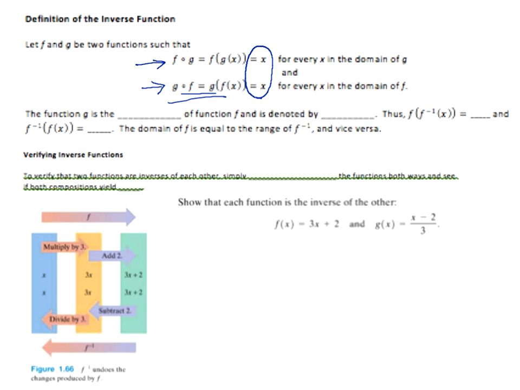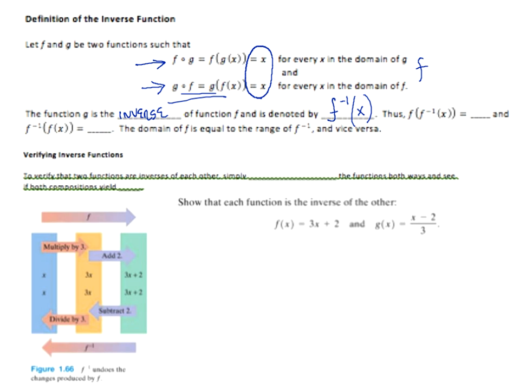I can then call g the inverse of f or vice versa. So the function g is the inverse of the function f and is denoted by, well, we have this notation here. Now this is not f raised to the negative first power. This is the notation that we have for the inverse function.